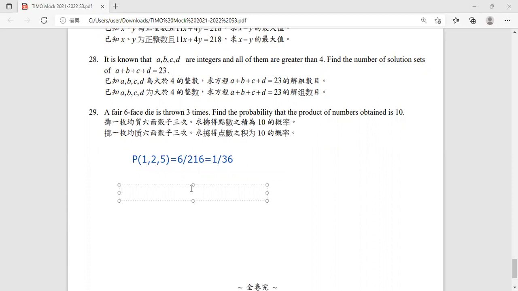Because actually it's the permutation of three different numbers. Actually, it's P3, because for 1, 2, 5 you can get 1 first, 2 first, or 5 first, and you cut the two other cases. So you can get 1 first. The permutation of three different numbers: 3, 2, 1. Okay.